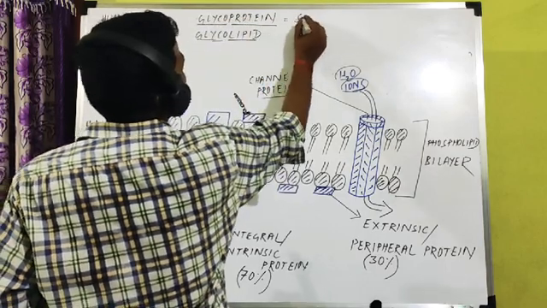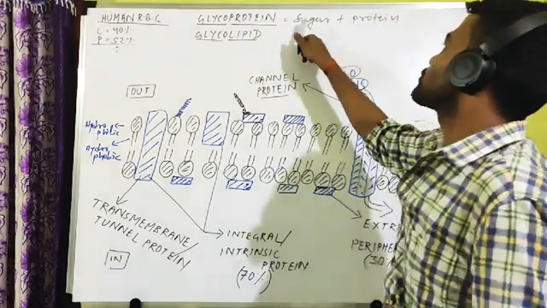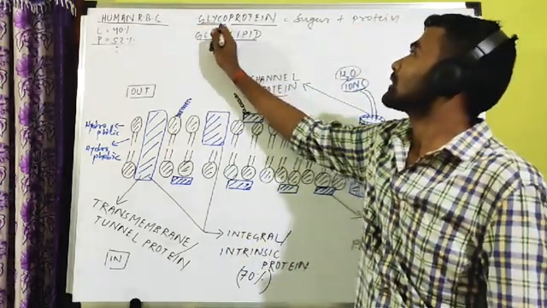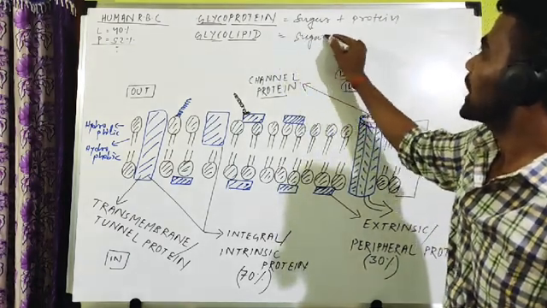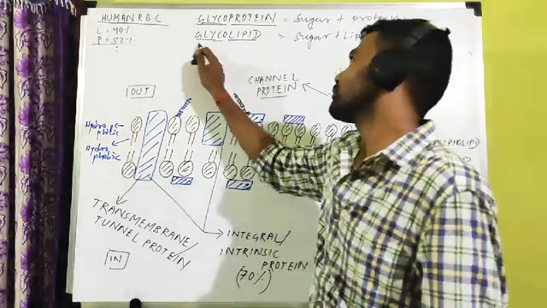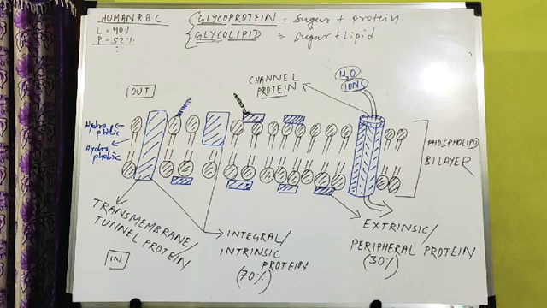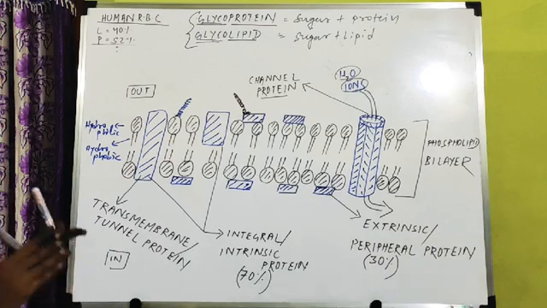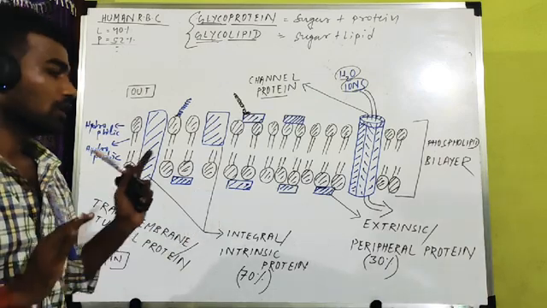Protein plus sugar: when protein combines with sugar by covalent bond, glyco means sugar, it is a glycoprotein. Similarly, when sugar combines with lipid by covalent bond, it forms a glycolipid. So glycoprotein and glycolipid are the two chemicals which are only found on the outer surface of the cell membrane, not on the inner surface. Is it clear?